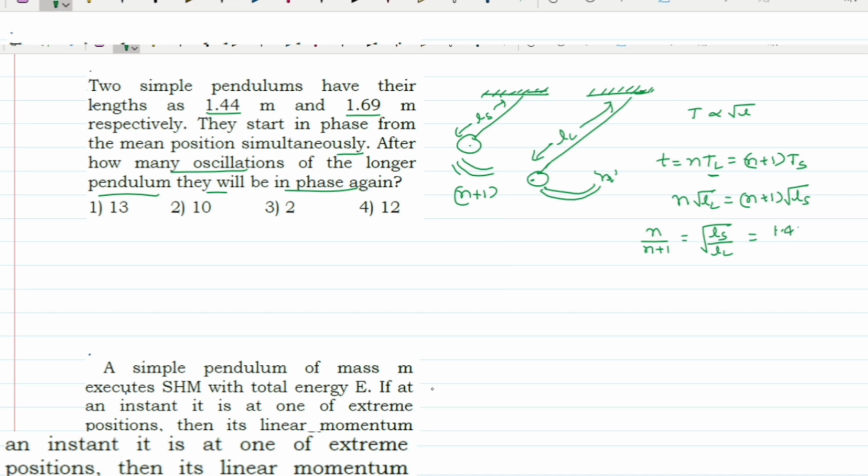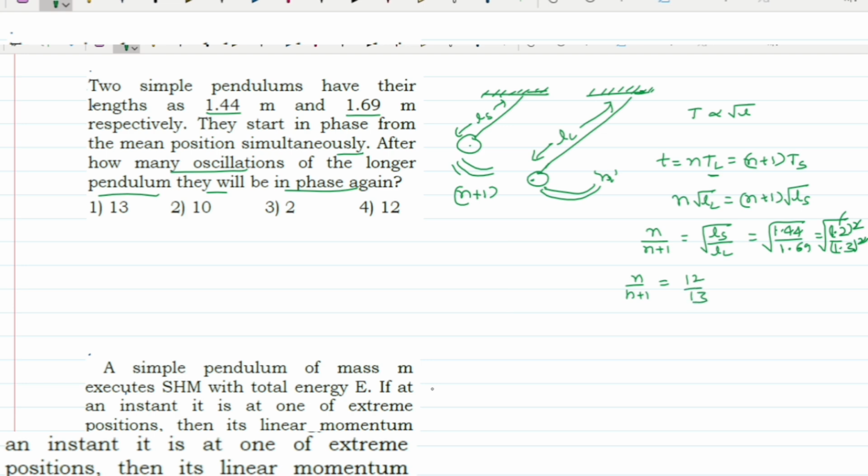It's 1.44 by 1.69. You can take 1.2 and 1.3 under root. So this is 1.2 whole square by 1.3 whole square, and the square root gets cancelled. Here you will be getting n by n plus 1, which will be equal to 12 by 13.